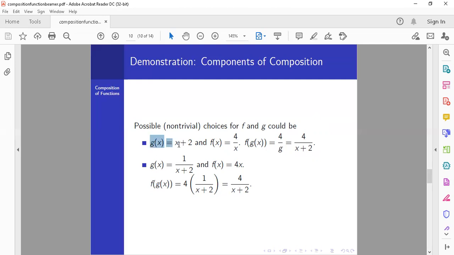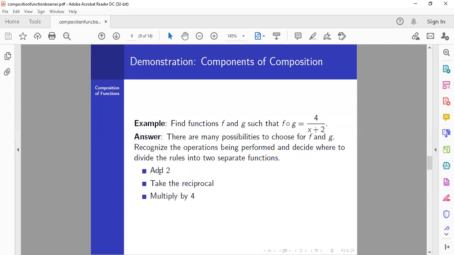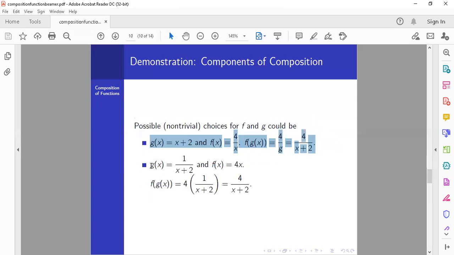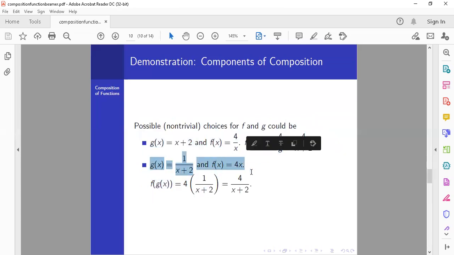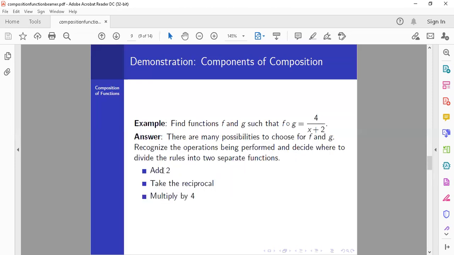So in this first example here, I chose to divide these operations between the add two and the take reciprocal. This is where my division occurred. So I used the first step as the G rule, and the rest of it I grouped into the F rule. On the second choice, I did the division after I took the reciprocal. So among my operations here, I used the first two to be the G, and then I took the last one to be the F rule.